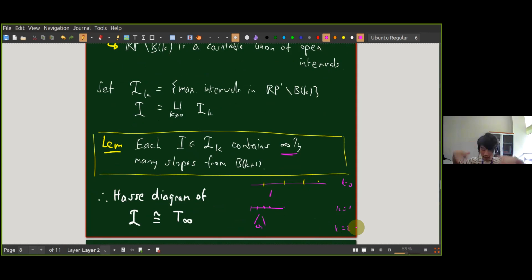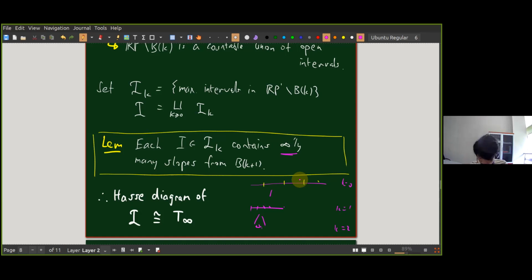So this poset of all these intervals, if you look at the Hasse diagram, we actually get this tree T infinity. That's where this T infinity comes in. We have one vertex at the top, it has infinitely many children, and each of these children has infinitely many children, and so on and so on. That's where this tree-like structure comes in.